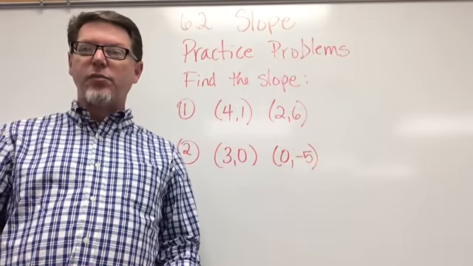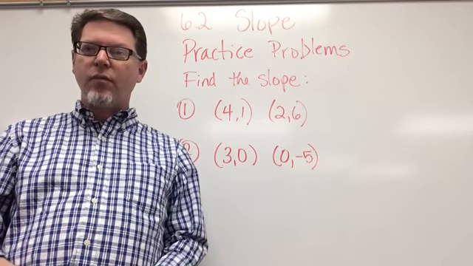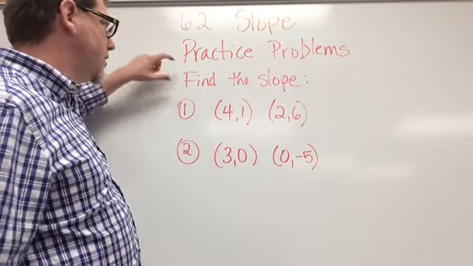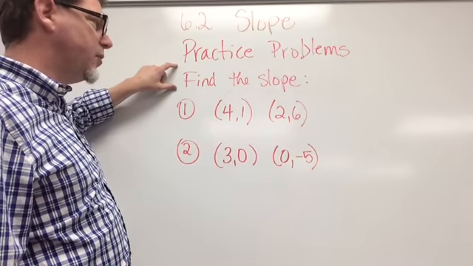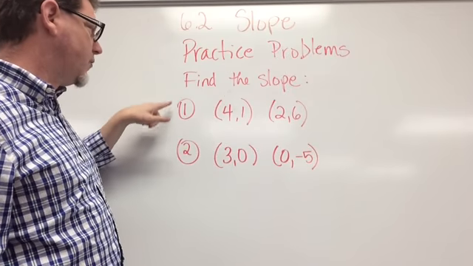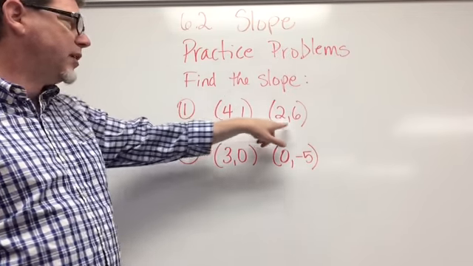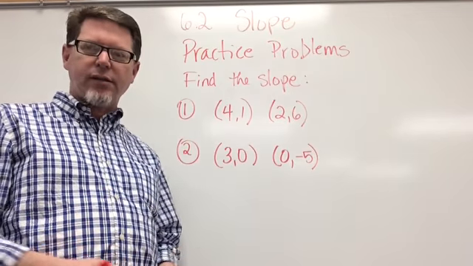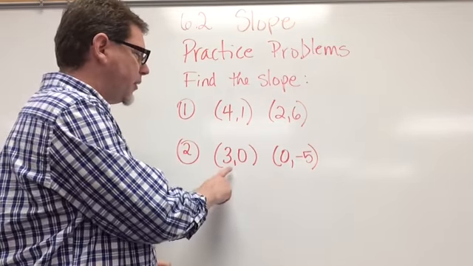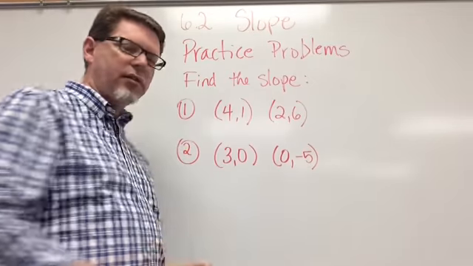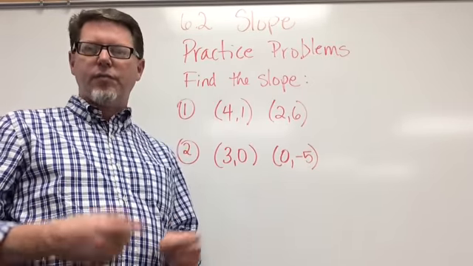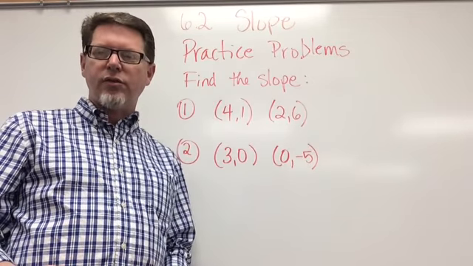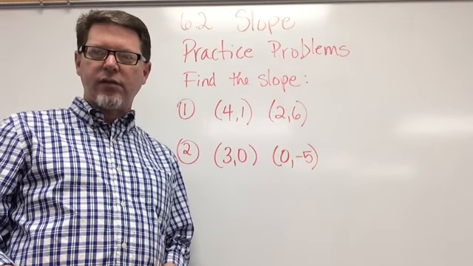So here are your practice problems for today. There are 2 of them, and all I want you to do is to use the formula to find the slope of these 2 lines. For number 1, my points are 4, 1 and 2, 6. Use the formula, plug it in, find the slope. Number 2, my points are 3, 0 and 0, -5. Plug those into m equals y2 minus y1 over x2 minus x1 and find the slope.